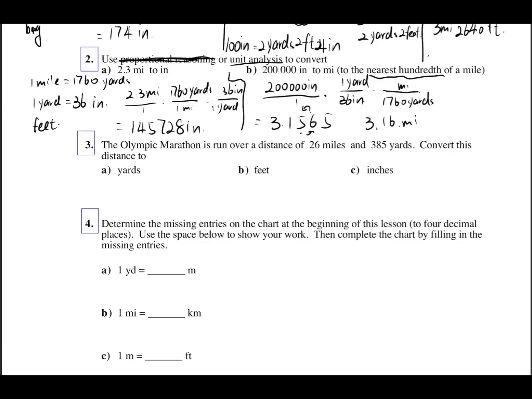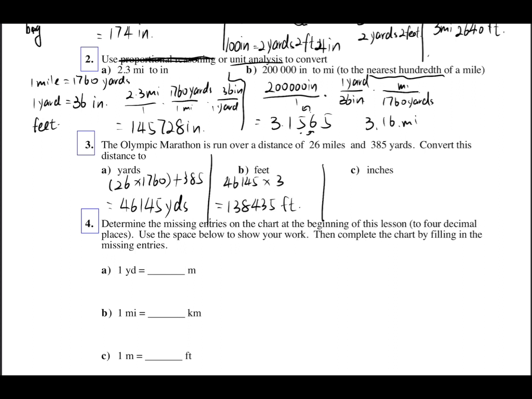Okay, number 3. The Olympic marathon is run over a distance of 26 miles and 385 yards. Convert this distance to yards, feet, and inches. For yards, we can say 26 times 1760 plus the rest. Then for feet, we just use times 3, then for inches we use times 12. Make sure you get the right answer from A, and then you can get the answers for B and C. If A is wrong, the rest are wrong.